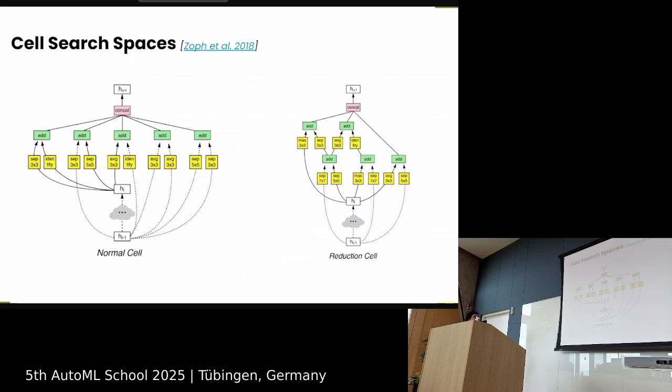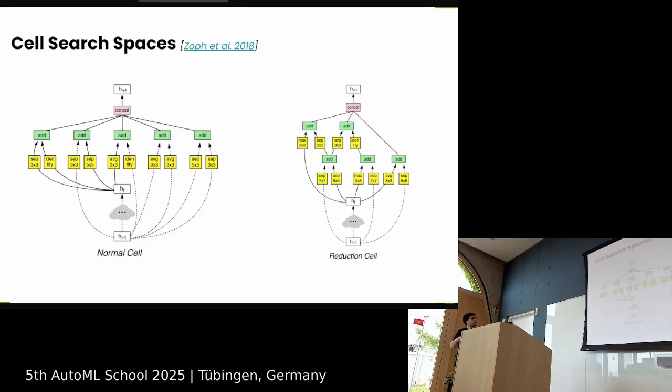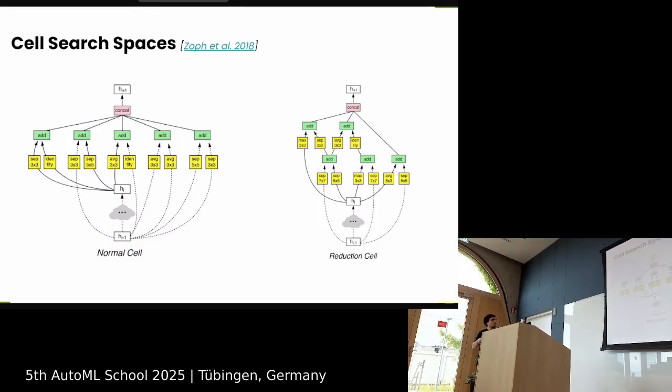So this is, for example, a cell that Zoph et al. found to perform quite well on ImageNet. And you can see it's quite complicated, right? So you have those different nodes, right? So this one here is the separable 3x3 convolution. This is just identity mapping. You have average pooling here. And then you have the different edges.